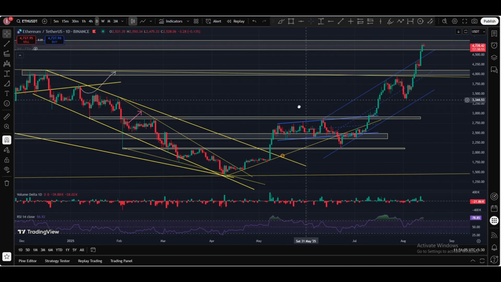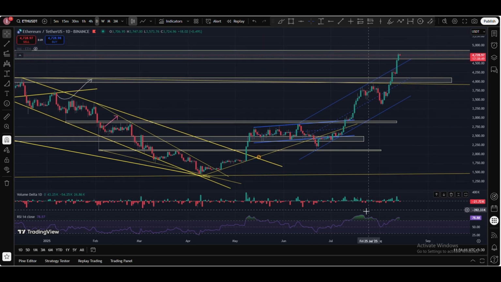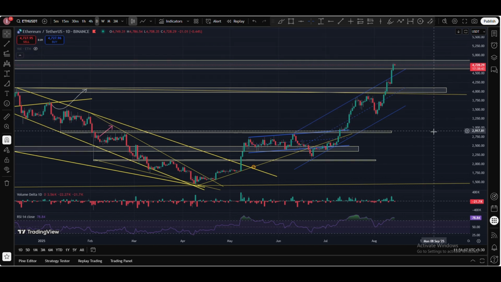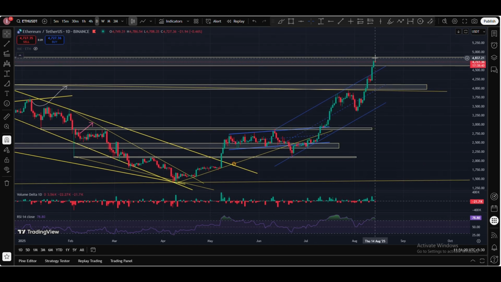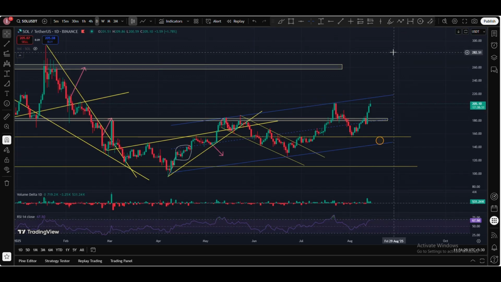And I'm in a short trade in Ethereum, and actually you can see a bearish RSI divergence, and the market can obviously reach this level. So next, we can move to the Solana chart.